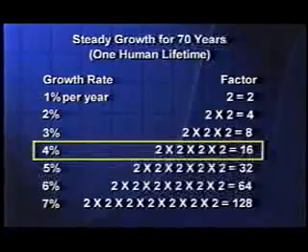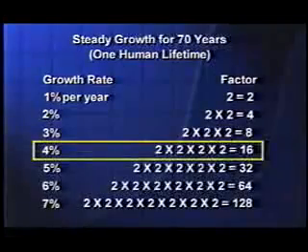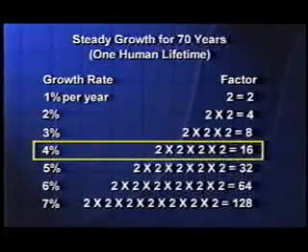Now there's another beautiful consequence of this arithmetic. If you take 70 years as a period of time, and note that that's roughly 1 human lifetime, then any percent growth continued steadily for 70 years gives you an overall increase by a factor that's very easy to calculate. For example, 4% per year, you find the factor by multiplying 4 2's together. It's a factor of 16.